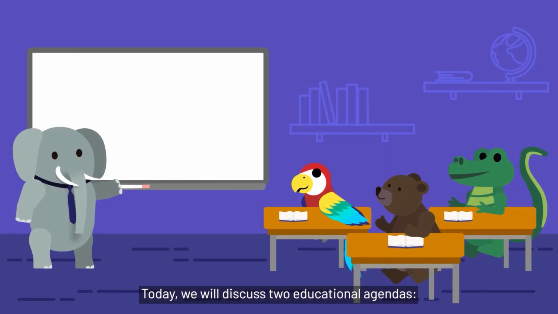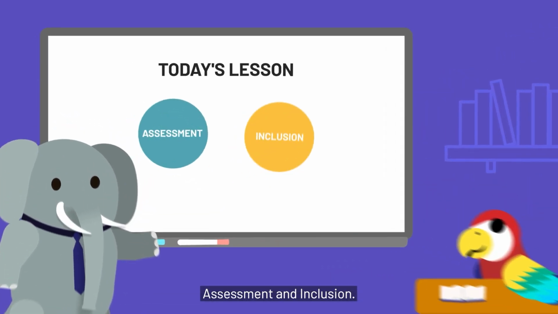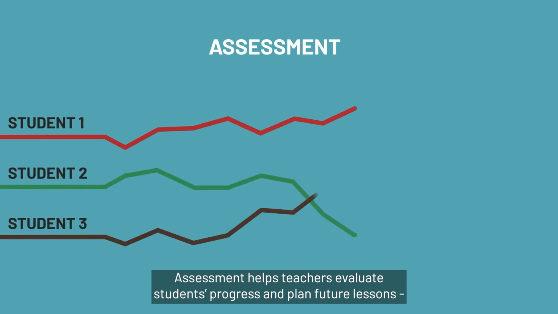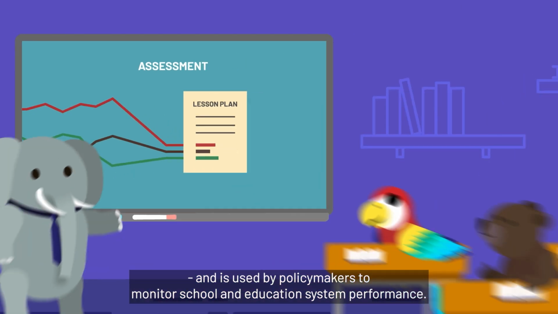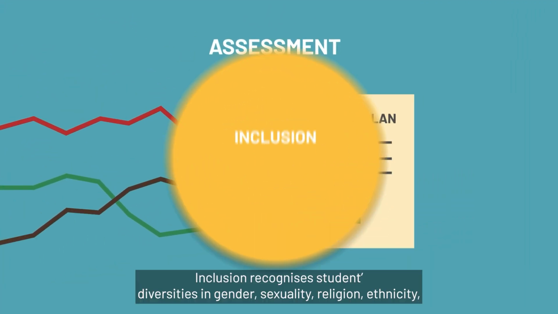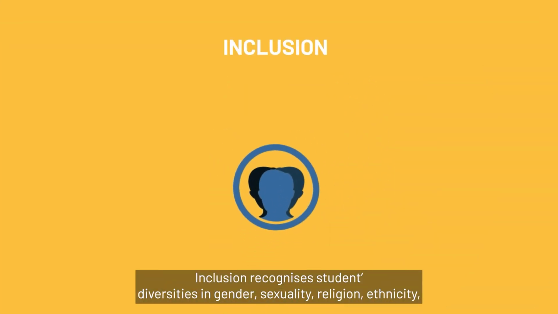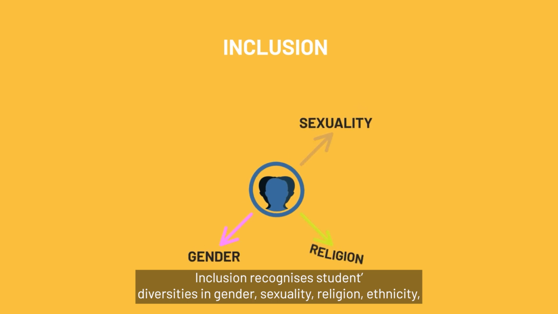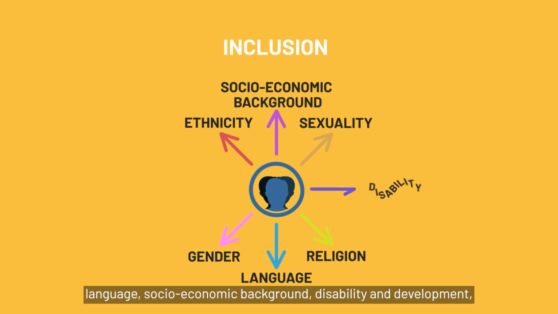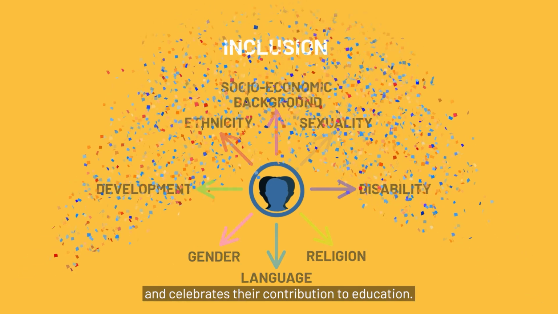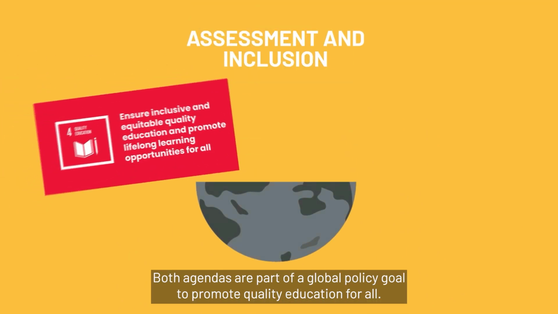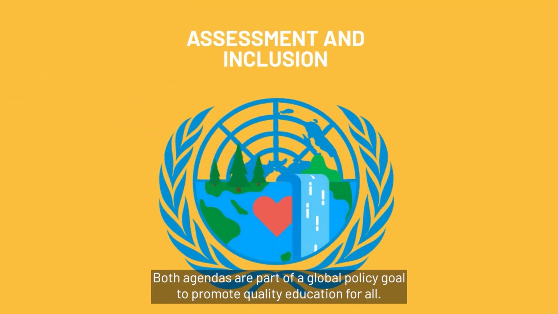Today we will discuss two educational agendas: assessment and inclusion. Assessment helps teachers evaluate students' progress and plan future lessons, and is used by policymakers to monitor school and education system performance. Inclusion recognises student diversities in gender, sexuality, religion, ethnicity, language, socio-economic background, disability and development, and celebrates their contribution to education. Both agendas are part of a global policy goal to promote quality education for all.